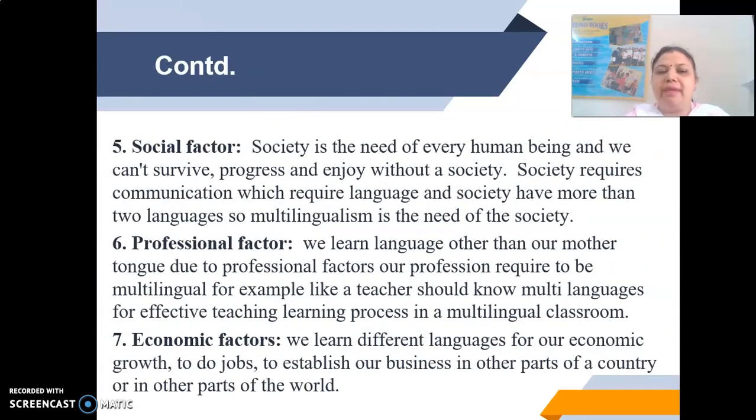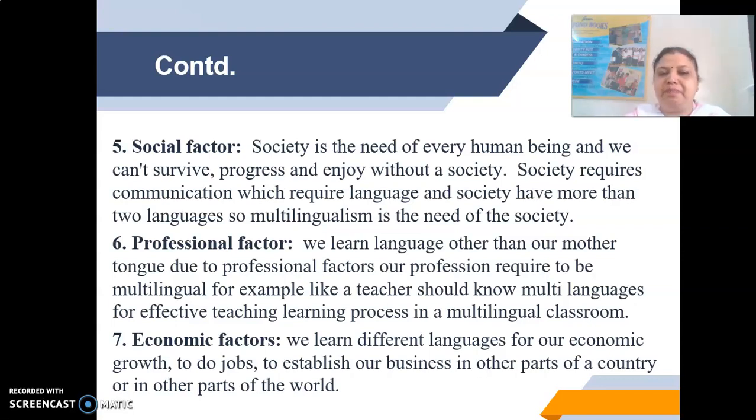Next is social factor. Society is the need of every human being, and we can't survive, progress and enjoy without a society. Society requires communication, which requires language, and society has more than two languages. So multilingualism is the need of present society.